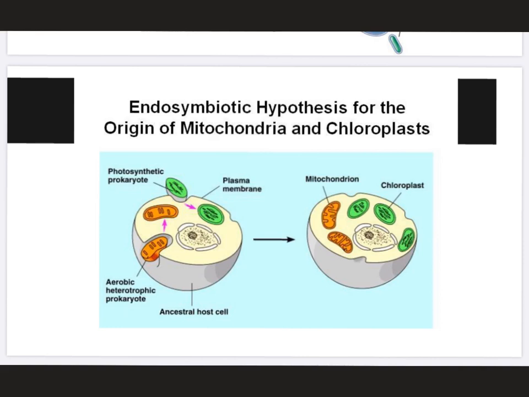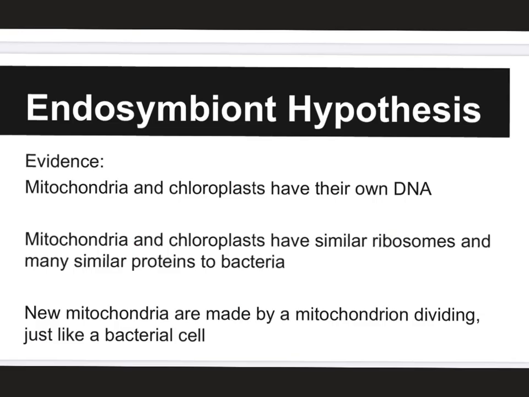So this is just a picture sort of illustrating, again, that endosymbiont hypothesis, where the chloroplasts and the mitochondria were taken in by a host cell and then just became part of that cell. So this idea might sound a little crazy, like cells taking in other cells and then just making it part of itself, but there is evidence to support this. There's some good evidence to support this.